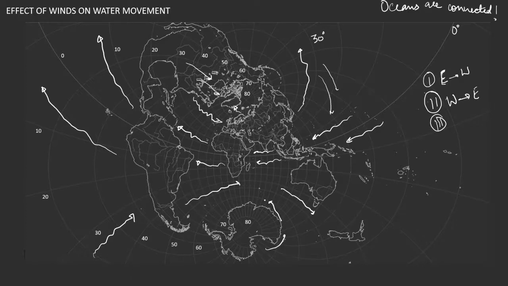East to west, like this. Okay. So the third type is again from east to west, and it is under the impact of the polar easterlies. Okay. So the effect of wind on water movement is this. In this map, I just tried to show how the winds will drag the water of different latitudes in different directions.